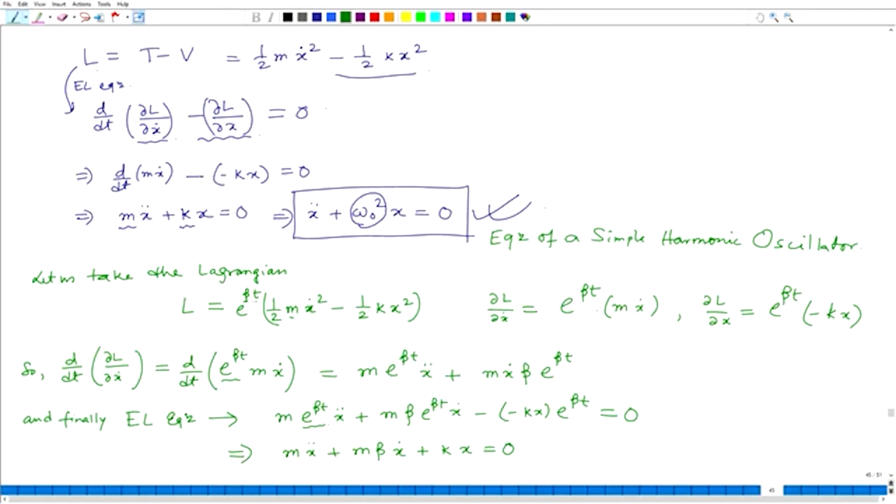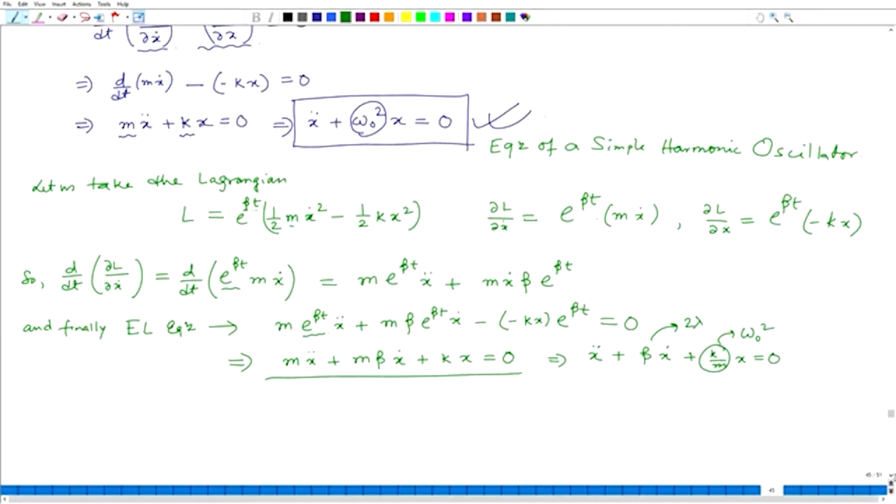So, if you now write this, you will actually see that I can just divide the whole equation by m, and I can write x double dot plus beta x dot plus k by m x is equal to 0. Now, I call beta as 2 lambda and I call k by m as omega 0 square. What would you get? You get the famous equation of a damped harmonic oscillator.